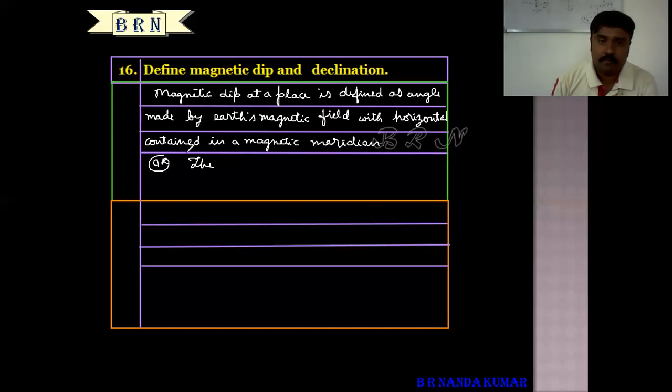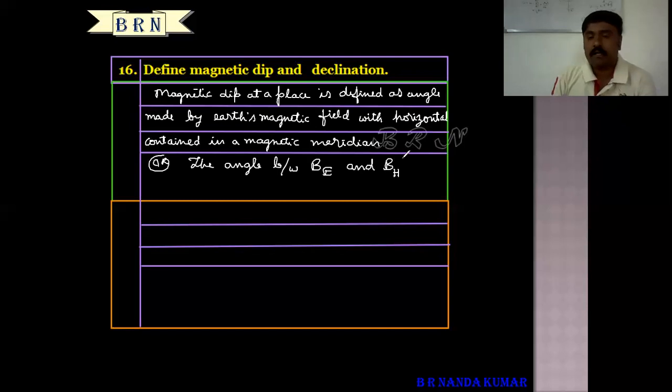If each statement does not come to you, then at least write the angle between B, the Earth's magnetic field, and BH, the horizontal component contained in the magnetic meridian. Simply writing angle between B and BH will get you marks. So this is actually the particular definition: magnetic dip at a place is defined as the angle made by Earth's magnetic field with the horizontal contained in a magnetic meridian.